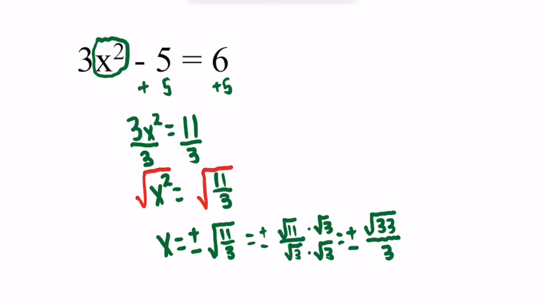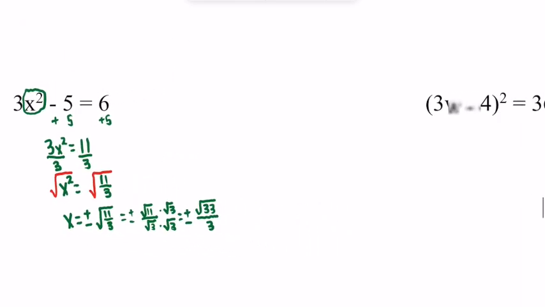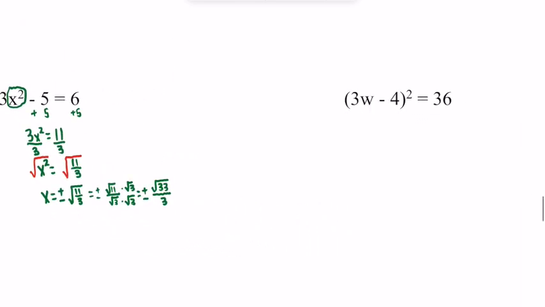Let's take a look at another example. Here we have 3w minus 4 squared equals 36. So here the entire parentheses is being squared. So we've actually already got the thing being squared by itself. We can go ahead then and at this point take the square root of both sides.